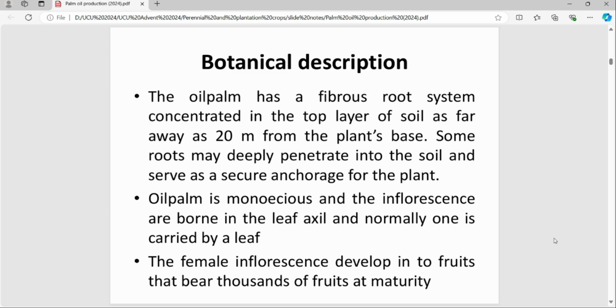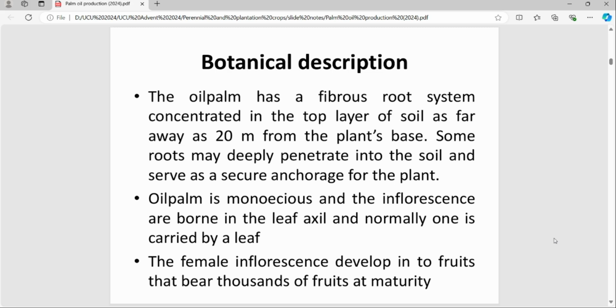The oil palm also has fibrous roots, so it has a fibrous root system, and most of the roots are concentrated on the top layer of the soil as far away as 20 meters from the plant base. So between the plant base and 20 meters, you can still find the plant feeding from that particular area. So some roots may actually go deeper or penetrate deeper into the soil to improve on the anchorage or for plant support.